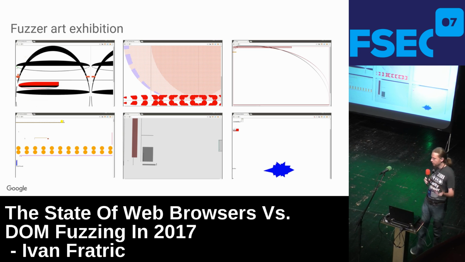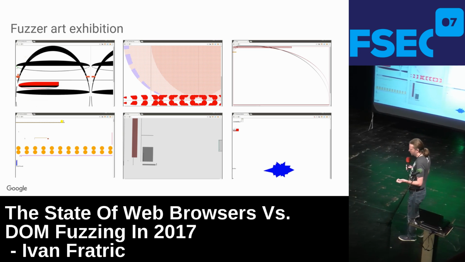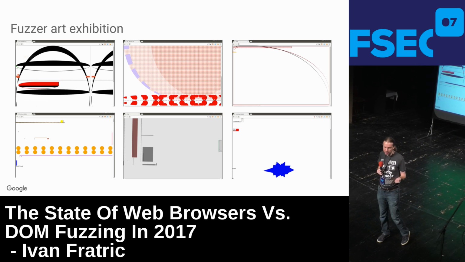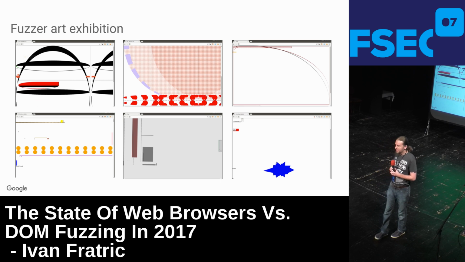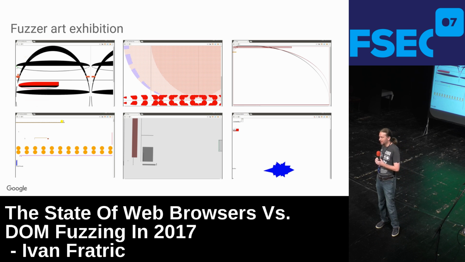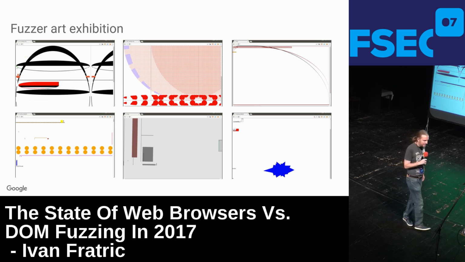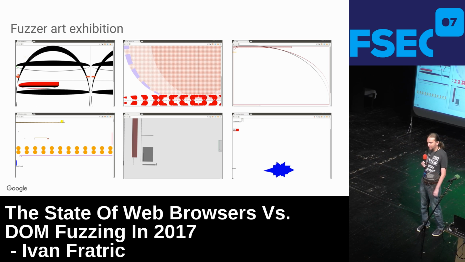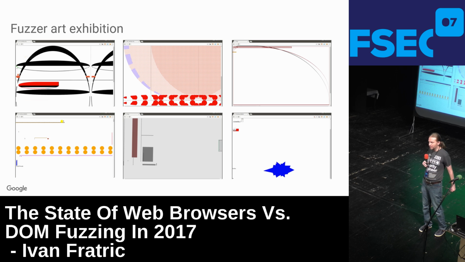So how do the samples generated by my fuzzer actually look like visually? Well, in most cases, they don't look like much, I have to admit. But in some cases, they produce samples that are quite visually appealing once rendered in the browser.